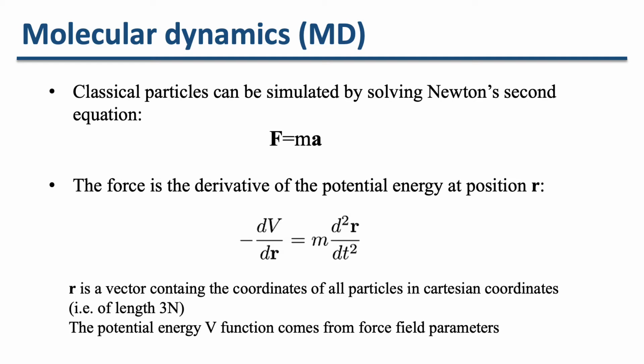The equation is F equals ma, and the force is the derivative of the potential energy, which is V in the equation, at position R. R is a vector containing the coordinates of all particles in Cartesian coordinates.